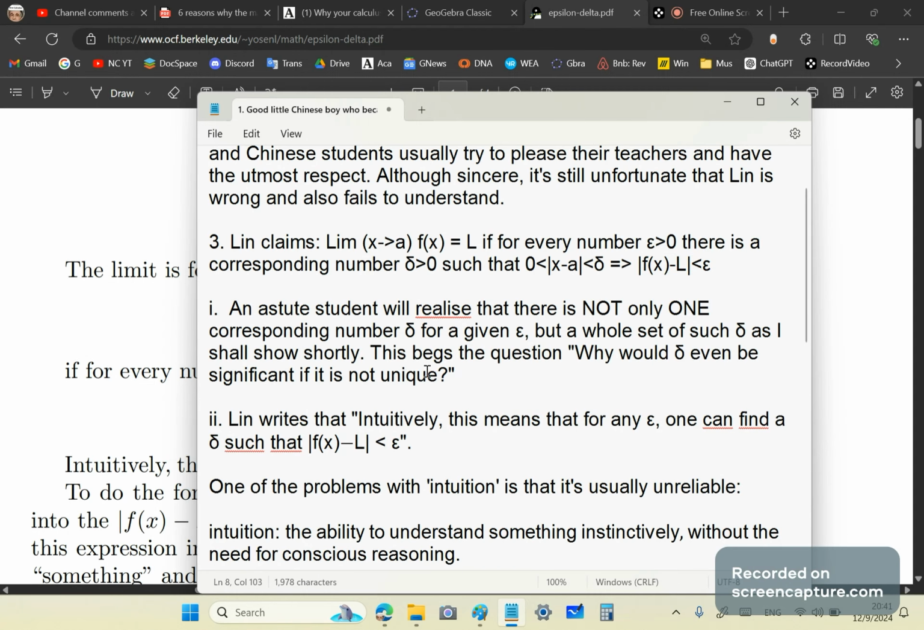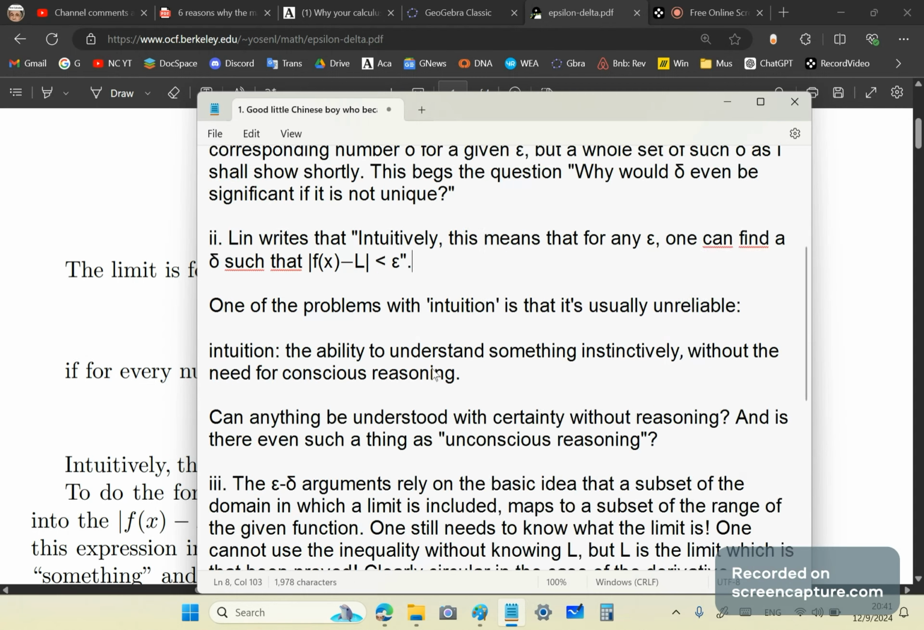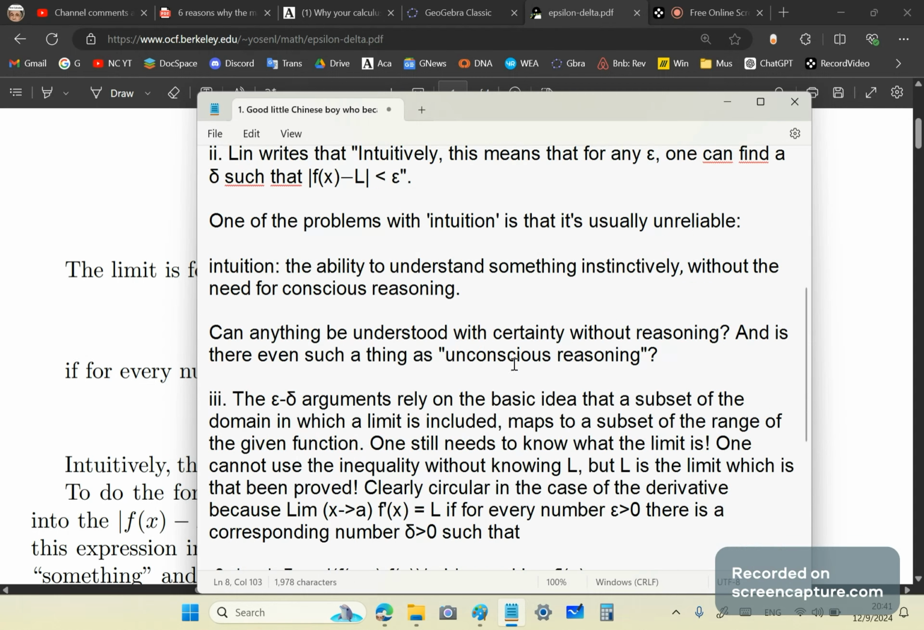One of the problems with the word intuition is that it's usually unreliable. Now, I, who am a genius, never depend on my intuition, and it's generally better than anyone else's. Now, if I don't depend on it, and I may be incorrect, what does that say of everybody else? Okay, because intuition is the ability to understand something instinctively without the need for conscious reasoning.